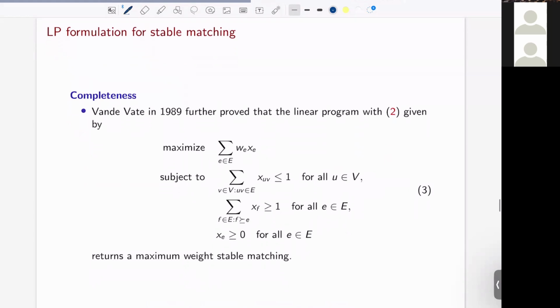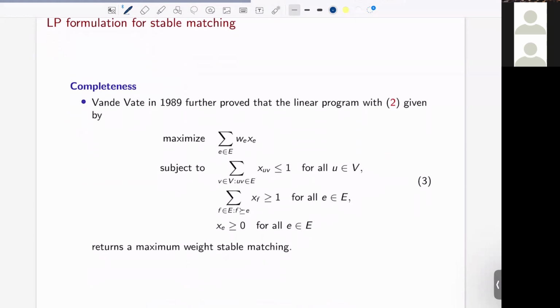And in fact, in another paper, the same author proved that if you add these inequalities to your bipartite matching formulation, then solving this will give you a maximum weight stable matching. So even though this is a linear program, an optimal solution will have 0-1 assignments, and that corresponds to a maximum weight stable matching.